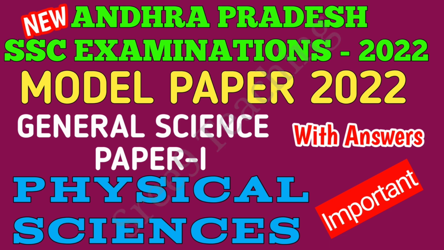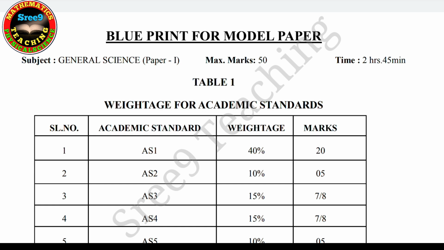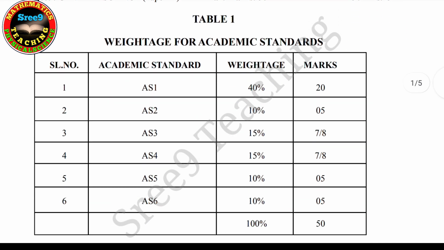Okay, now dear students, now see on the screen, it is a blueprint for the model paper and subject is general science paper 1. Here you will have maximum marks 50 and the time is 2 hours and 45 minutes. Okay, now see the weightage. Now table 1 shows the weightage here for the academic standards, as you might have known for this.